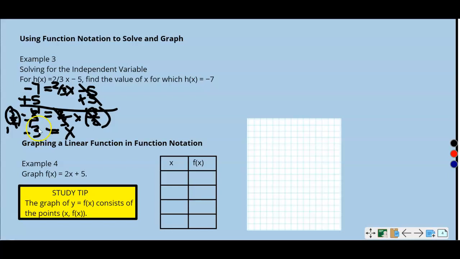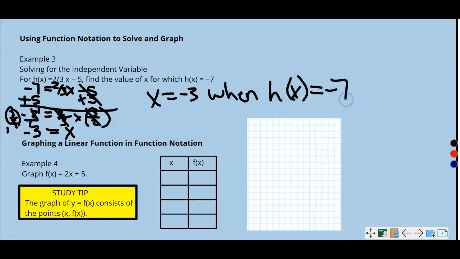So x equals -3 when h of x equals -7. And again, that would be our ordered pair. (-3, -7) is an ordered pair that if we plug into this function, it should make a true statement. The left side should equal the right side.